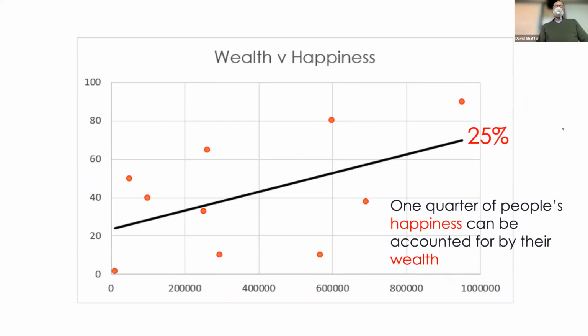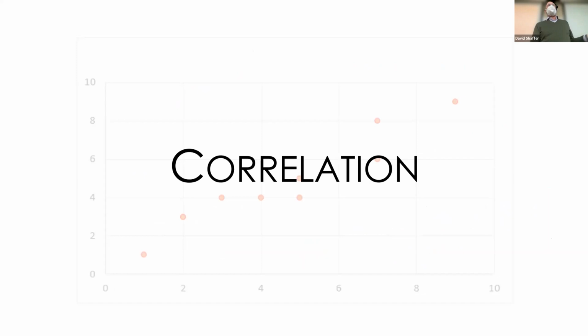25% of people's happiness can be accounted for by their wealth. Of course, this actually isn't directional, so the happier way to think about it is that a quarter of people's wealth can be accounted for by their happiness. In any case, this is just the idea of a correlation. And we can correlate all kinds of things.